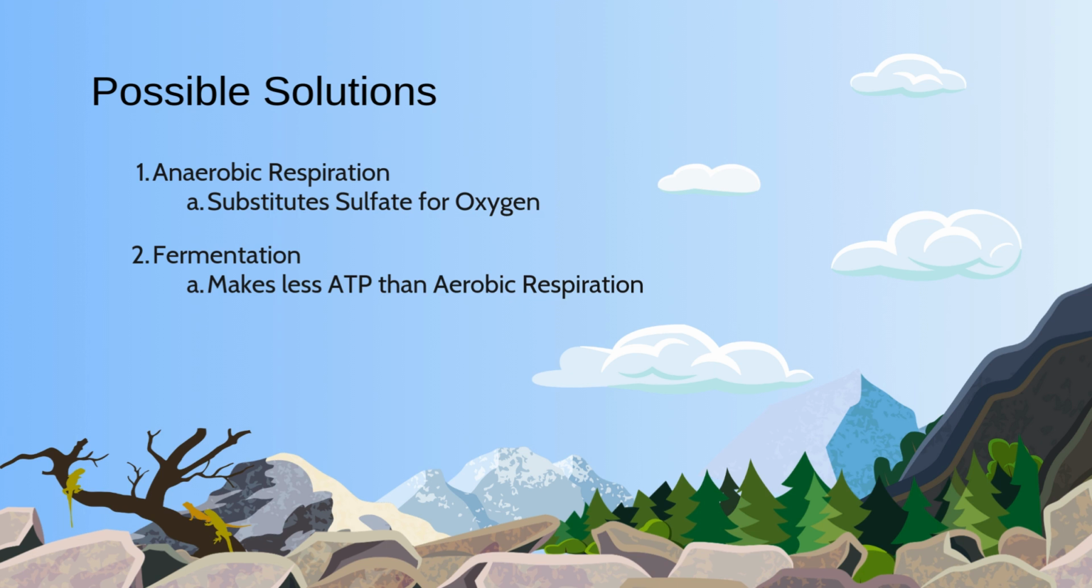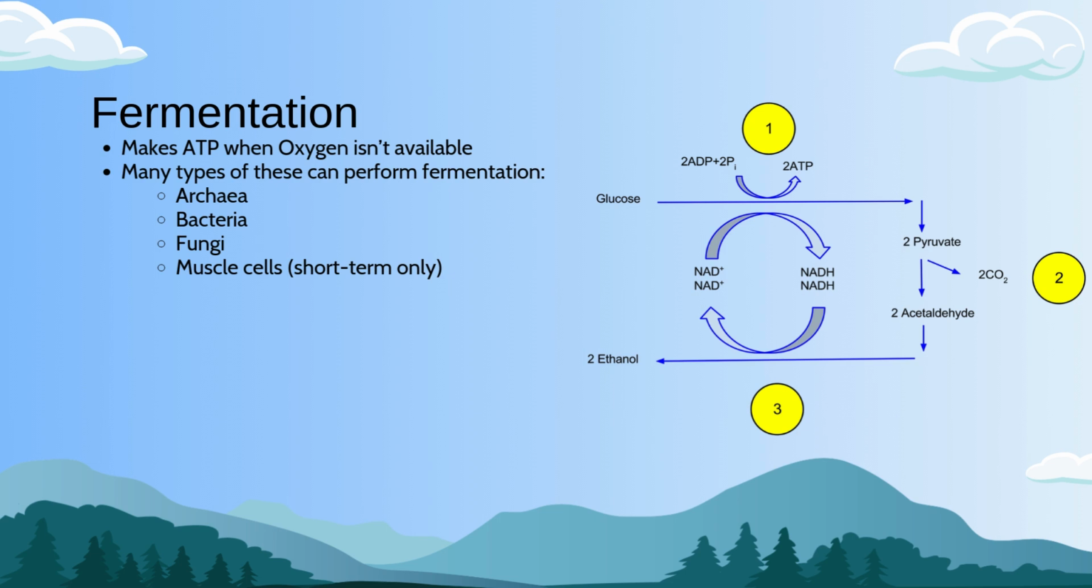Your other option that a lot more organisms actually have access to is to use fermentation. It makes a lot less ATP than aerobic respiration, but it does keep things going in the short term. So fermentation makes ATP when oxygen isn't available, and it does this by repeatedly doing glycolysis, which is that step one. This is most often done by archaea, bacteria, fungi, so very small things that aren't necessarily powering a whole huge body. Although I will note, your muscles will actually do this in the short term.